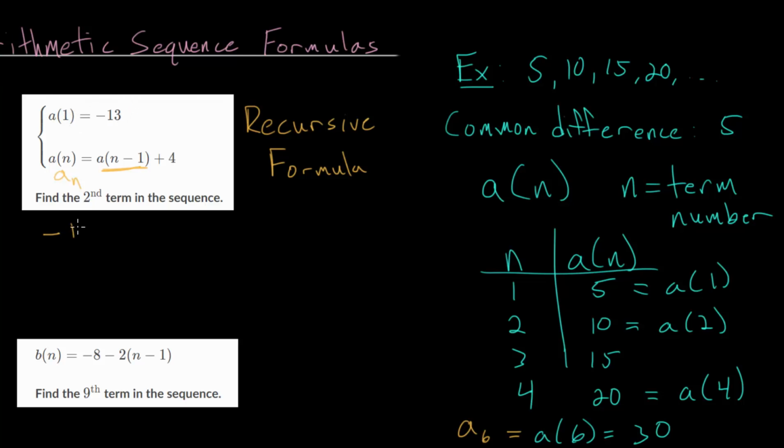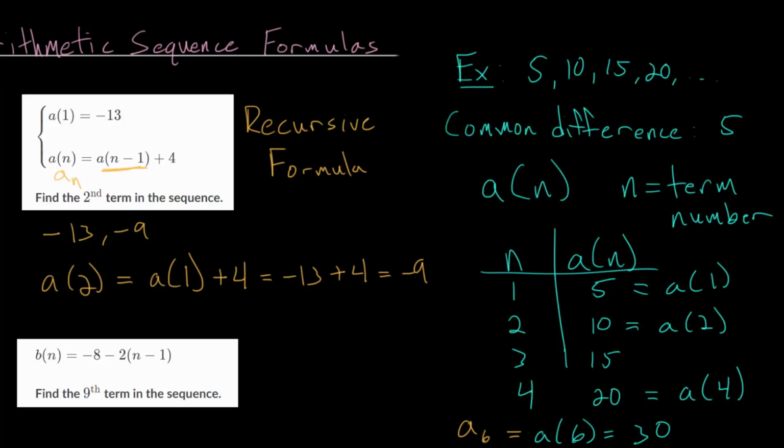So our first term here is minus 13. So to find our second term, we're going to need to look at the first term. So plug in 2 here, 2 minus 1 is just 1. So it's the first term plus 4. And we know the first term is minus 13. And so we'll add 4 to that, and we get minus 9. So the second term of our sequence is minus 9.